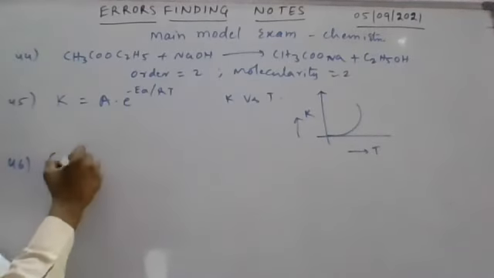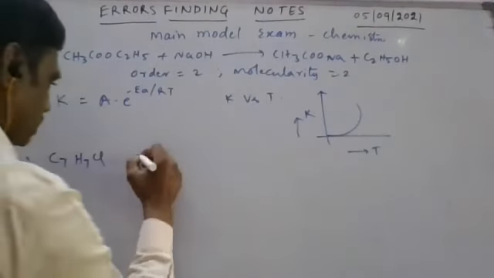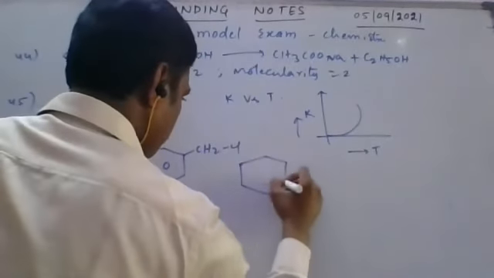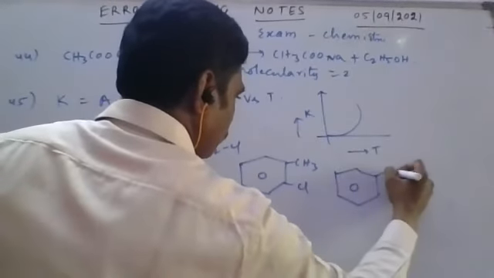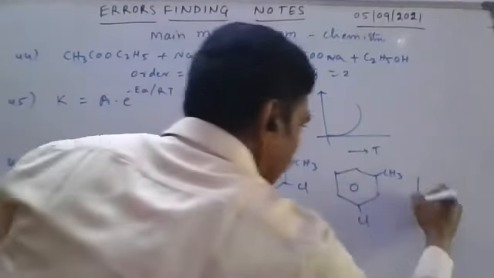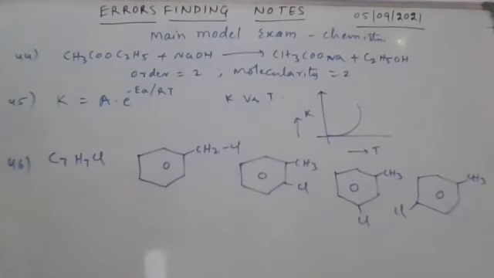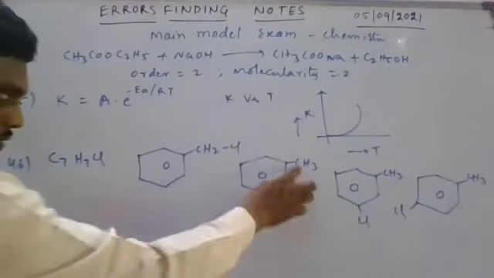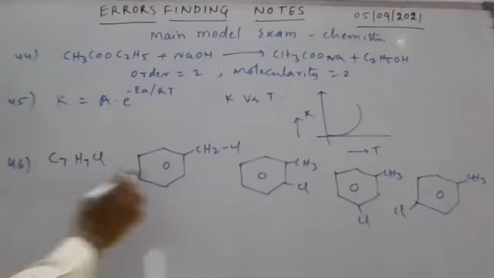Question number 46, C7H7Cl. Here benzenoid aromatic structures. Look at the possible structures: benzyl chloride, orthochlorotoluene, metachlorotoluene, parachlorotoluene. These are the 4 possibilities. Benzyl chloride, orthochlorotoluene, metachlorotoluene, parachlorotoluene: 1,2 ortho, 1,3 meta, 1,4 para. Integer value 4.